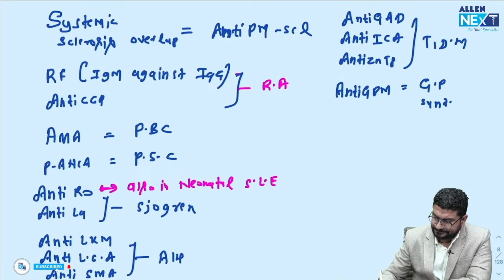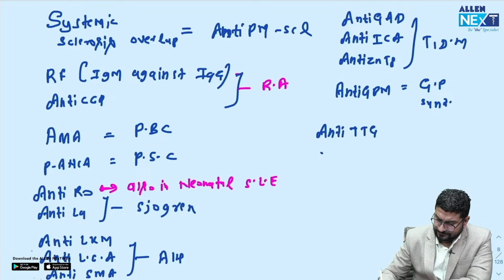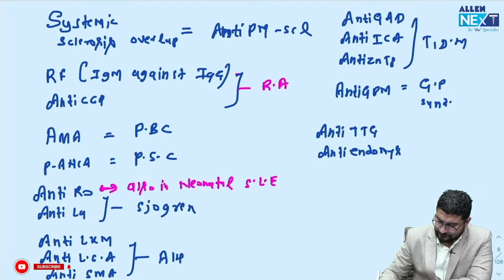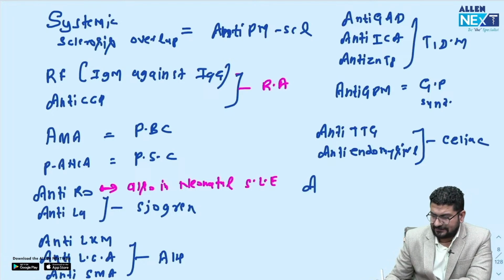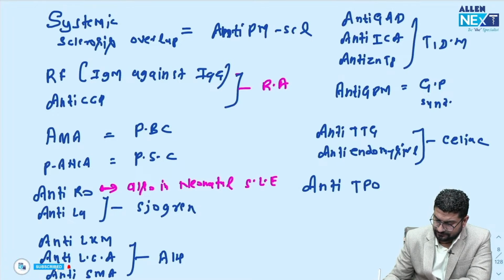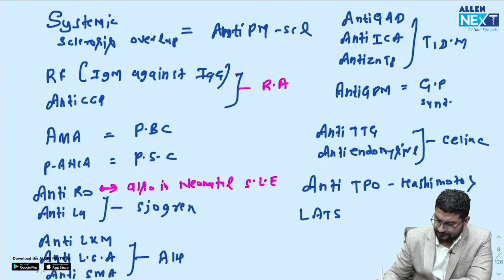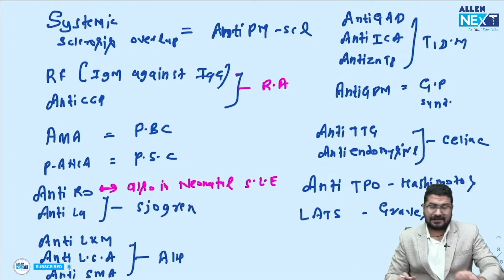Then you can see anti-TTG and anti-endomysial antibodies. These are seen in celiac disease. Then I can say a person who is having Hashimoto's thyroiditis, you will see anti-TPO antibody. And in Graves disease, you will see LATS. So these are some important antibodies which we have discussed. You will definitely get one question in the exam.